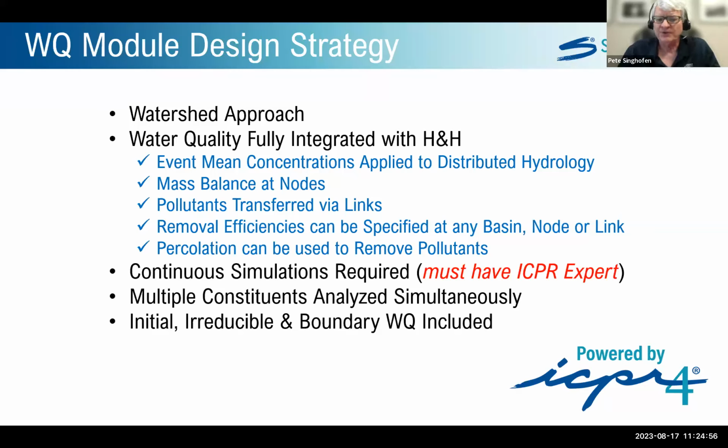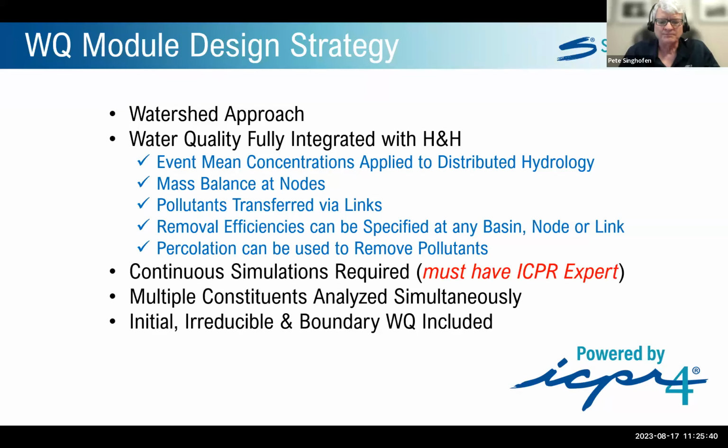It is based on event mean concentrations, and it's applied to distributed hydrology. And I'll get into that in more detail in just a little bit. We do a mass balance at the nodes. The pollutants are then transferred via links or connections between the nodes, and removal efficiencies can be specified at any basin, any node, or any link. And then percolation and also 2D groundwater can be used to remove the pollutants. You have to perform a continuous simulation rather than just a single storm event like a 100-year event. You have to run a long-term continuous simulation.